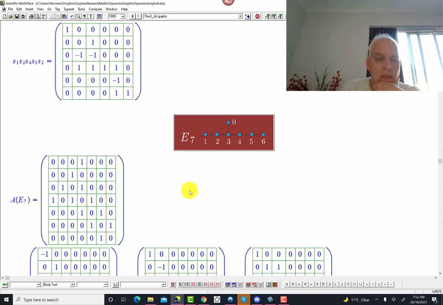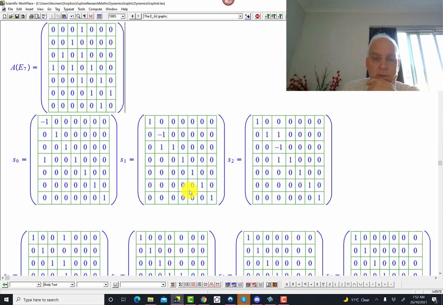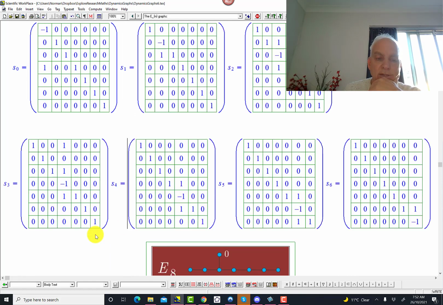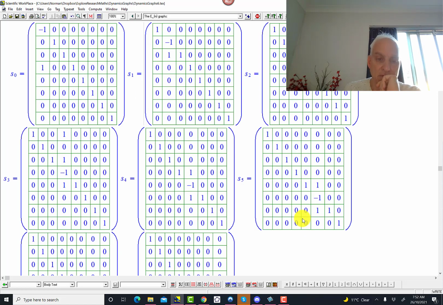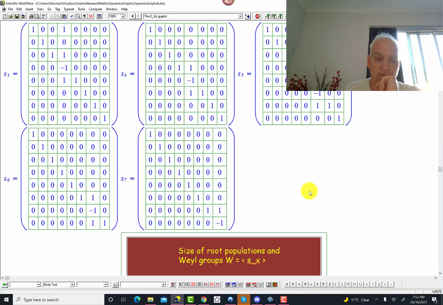Okay, and then there's E7. Okay, and what do we see for E7? There's the adjacency matrix, and here's S0, S1, S2, S3, S4, S5, and S6. Any one of these is pretty manageable, right? It's more or less just an identity matrix, except for one column where things are being adjusted in a very predictable way, actually, right? Okay, and then E8, the biggest and most interesting one, has our 8 generators, S0 up to S7.